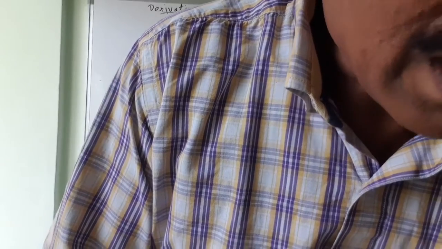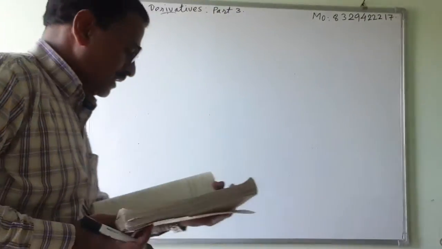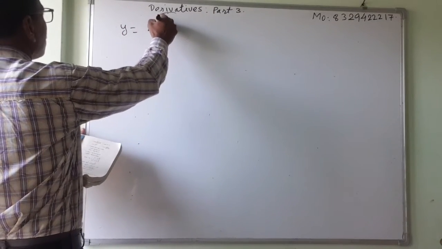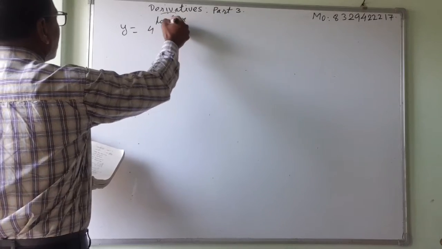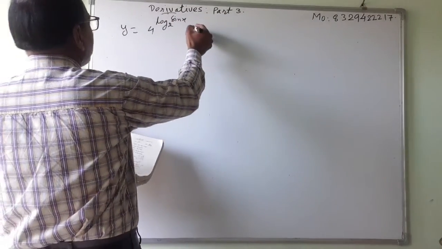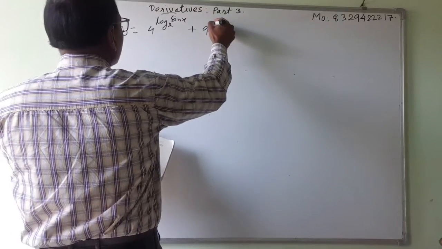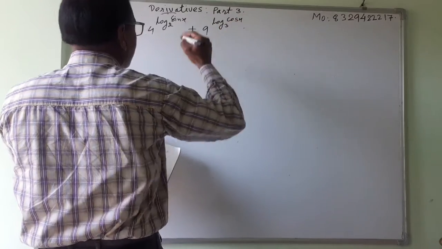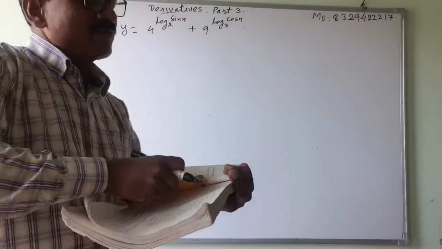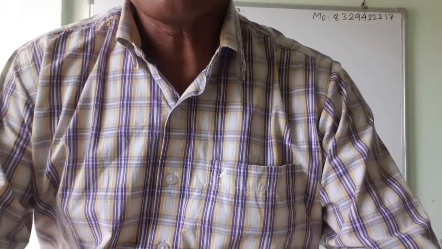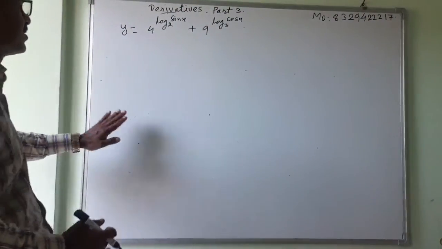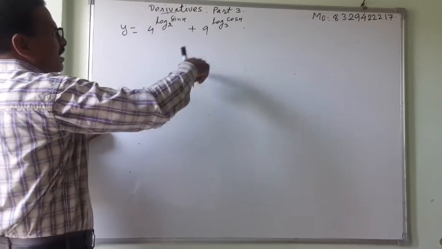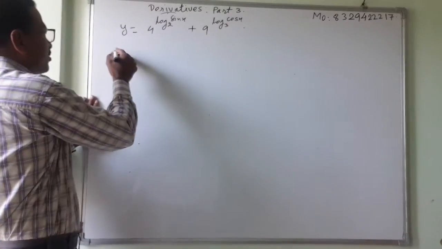So now one last sum I have to discuss in this video. Y is equal to 4 raised to log of sin x to the base 2 plus 9 raised to log of cos x to the base 3. This is also the same question, somewhat in a different way they have given a slight change. This is 2 but this is 4, but it is definitely 2 raised to 2. This is 3, this is 3 raised to 2. So I will utilize the opportunity.